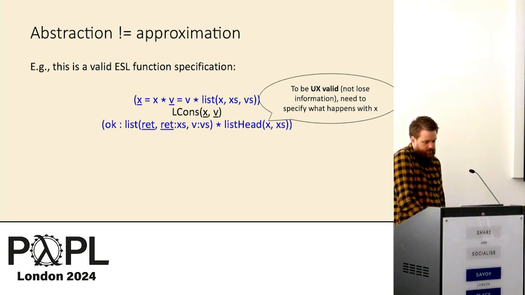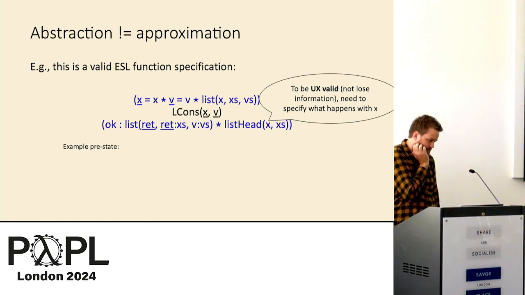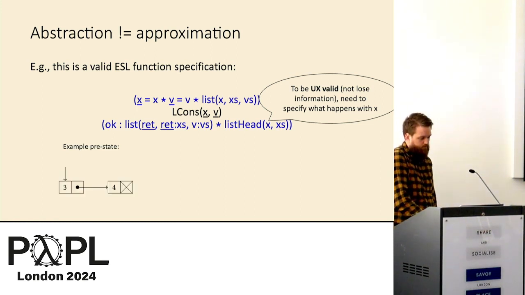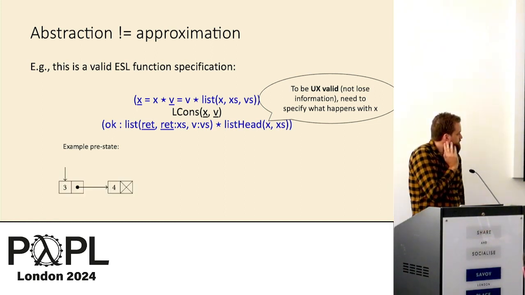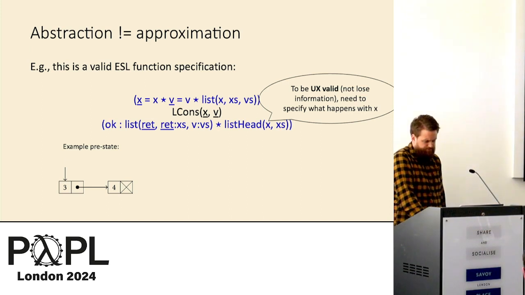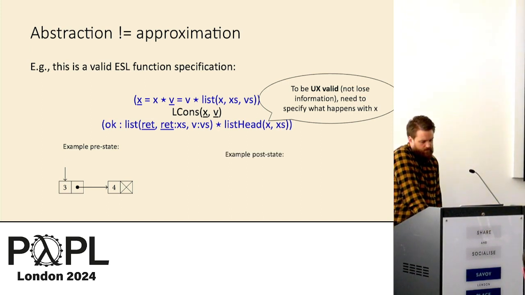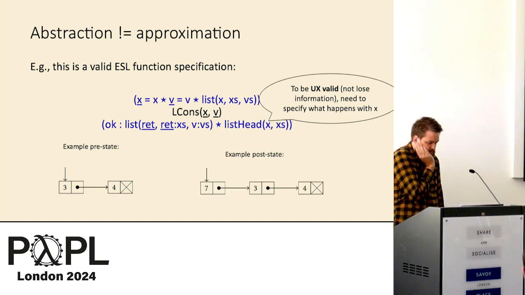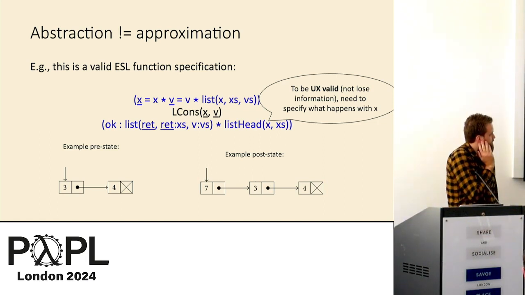And this is probably easier to see if we visualize it. So let's consider this example pre-state. So we have some example list containing 3 and 4, and then we have this x pointer into the list. And then the post state, if we add, for example, 7, will look something like this.